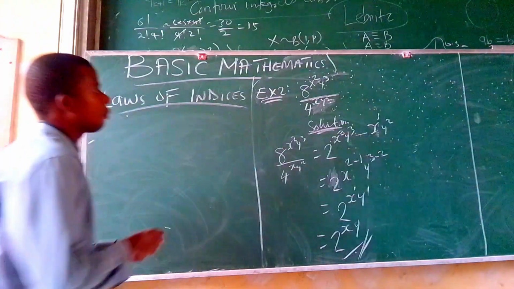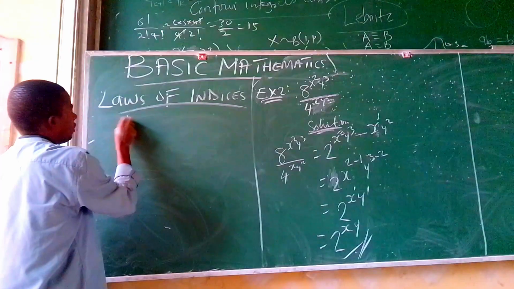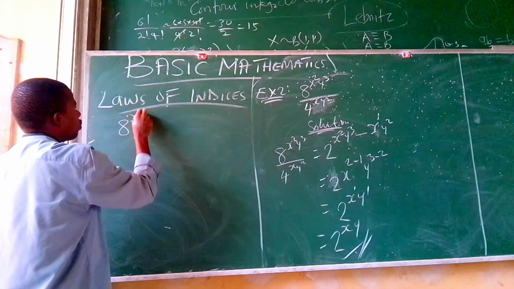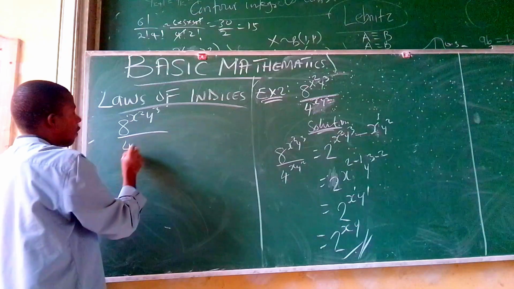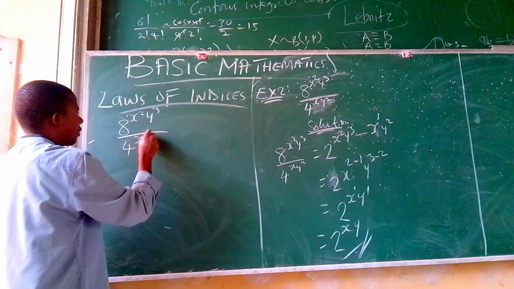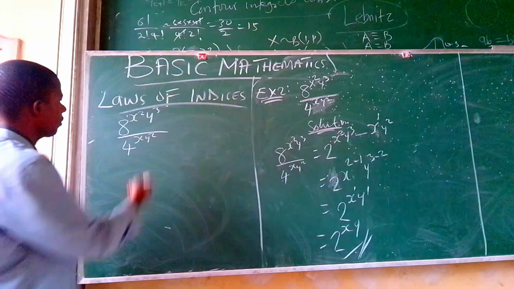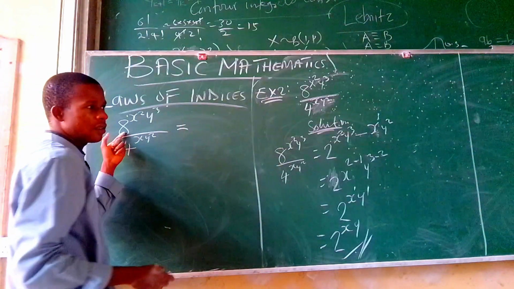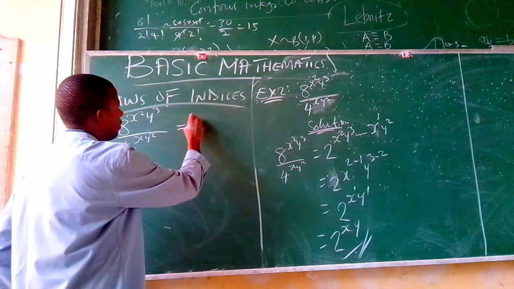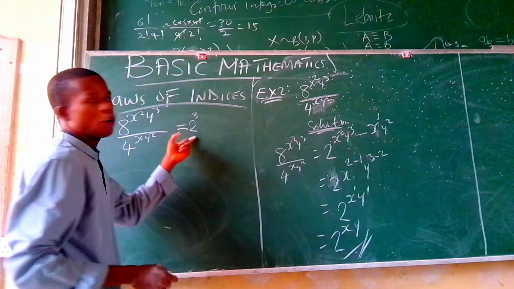Now let me use another example to solve this. We have 8x to the power of 2, y to the power of 3, all over 4x, y to the power of 2. Now for you to explain this, you know that this is the same thing as 8. Look at 8. You can use 2 raised to the power of 3, which still gives us 8.